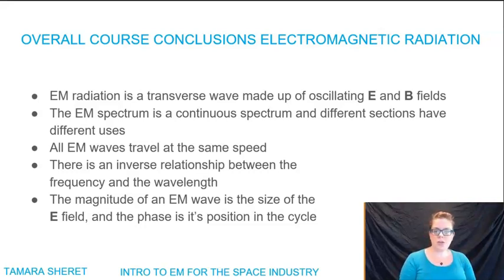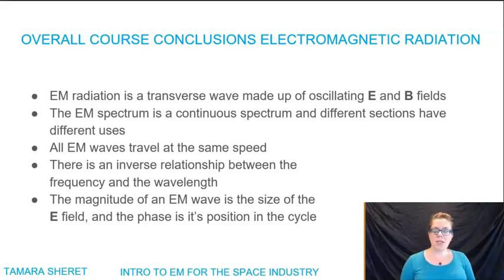We've learnt that electromagnetic radiation is a transverse wave. It's made of oscillating electric and magnetic fields. We know that the electromagnetic spectrum is a continuous spectrum. As humans, we've sectioned this up into different uses just really for our own convenience. We know that all electromagnetic waves travel at the same speed, and because of this, there's this inverse relationship between the frequency and the wavelength.